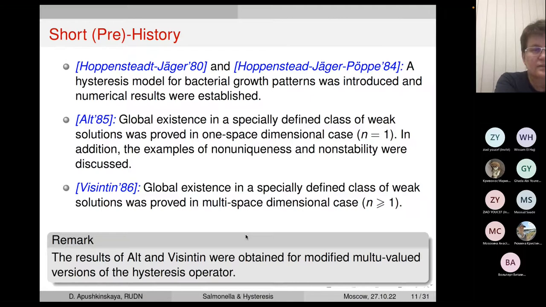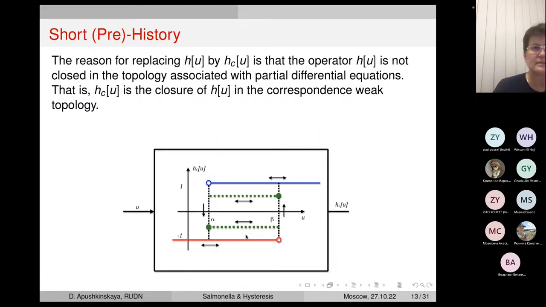I mentioned here in the papers of Alt and Visintin weak solutions. What was the reason for this? We study strong, but they study weak. And the problem is that, okay, where is this? That's here. Yes, here. The problem is that our hysteresis operator, as I mentioned, was not very well formulated. It's not closed in the topology associated with the parabolic PDE.